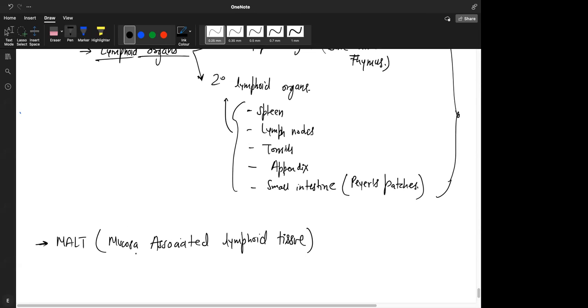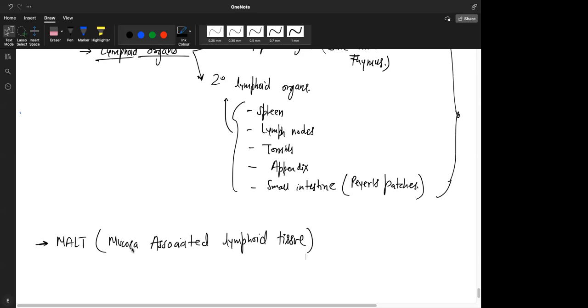So this mucosa has many lymphoid tissues associated with it. And where is mucosa present? I was saying that it is the lining of the tracts. Can you name some tracts in the human body? Tracts are basically tunnels and passages. One is the respiratory tract, I can say. It is a passage, a tunnel where there's an inner lining. Yeah. Other tracts, can you name some other tracts?